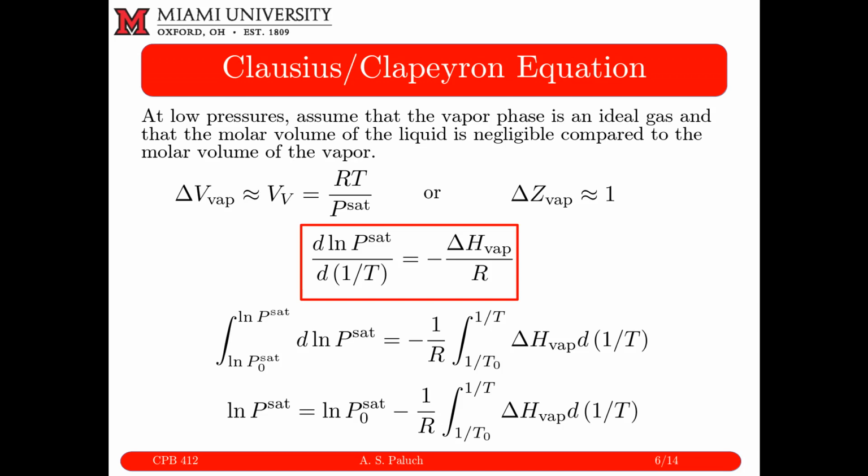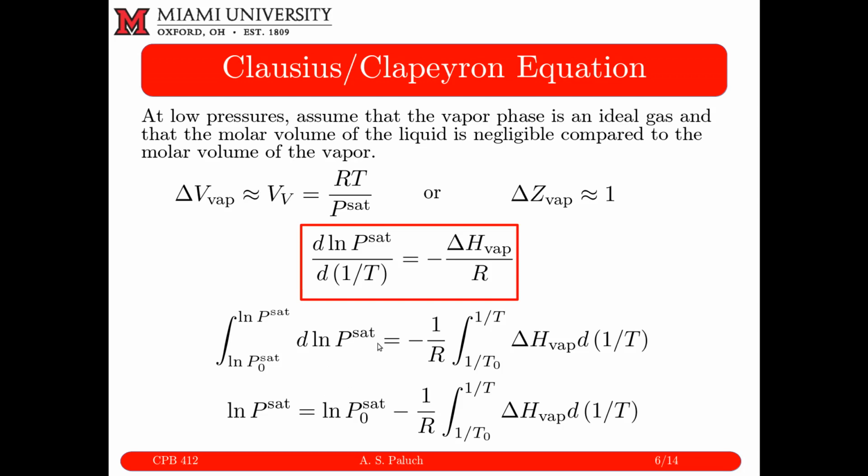If I think about my P versus T phase diagram, and I'm writing down my equilibrium curve, again essentially it's in the limit that P goes to 0. At low pressures, we're assuming that the vapor phase in equilibrium with the liquid can be treated as an ideal gas.